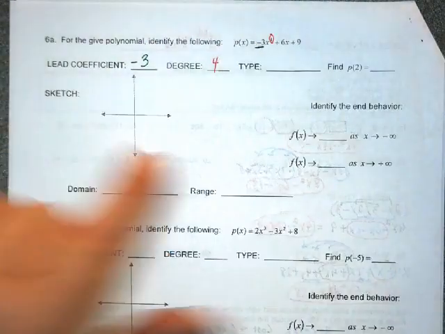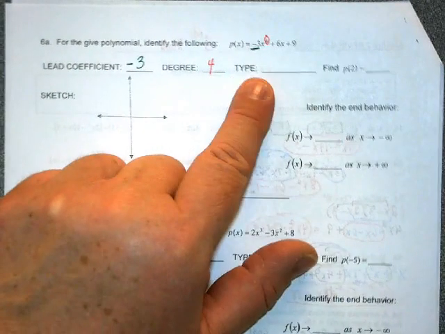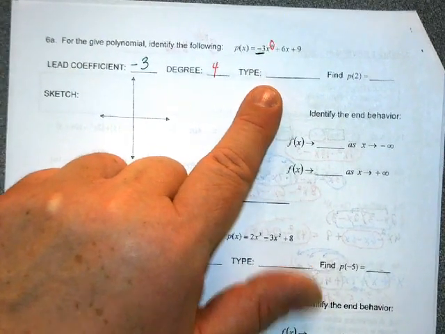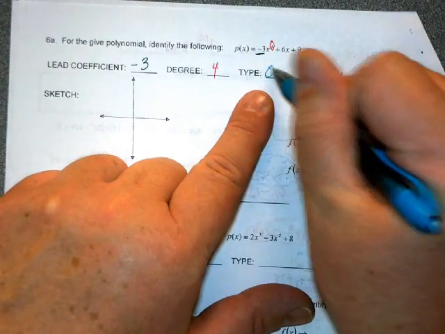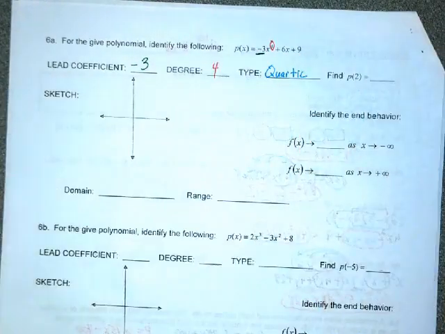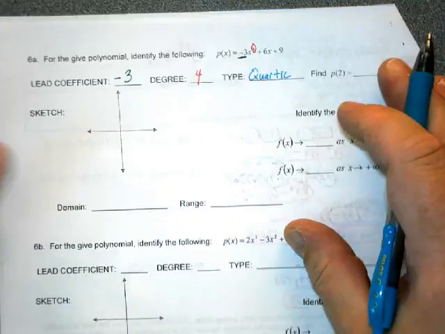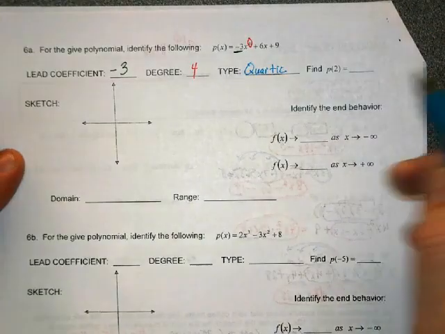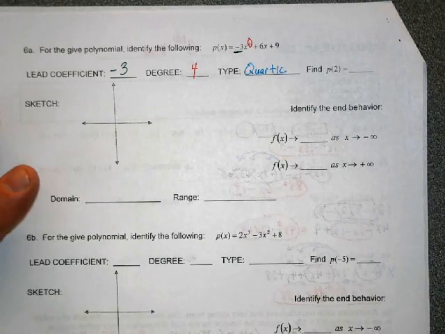What type of polynomial do I have? Quartic. Good. And then we have to find the P of 2.